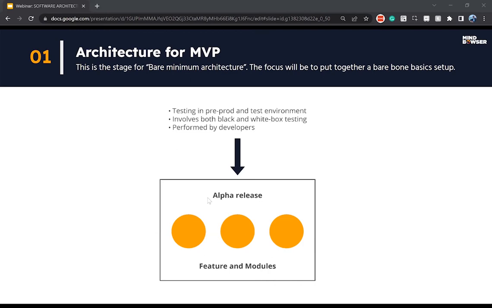We should have masking of that using some mask converters, and then we should mask the data in logging, so that if anyone monitors the log, they cannot see sensitive data. So all that will be handled before alpha release. That is for sure.